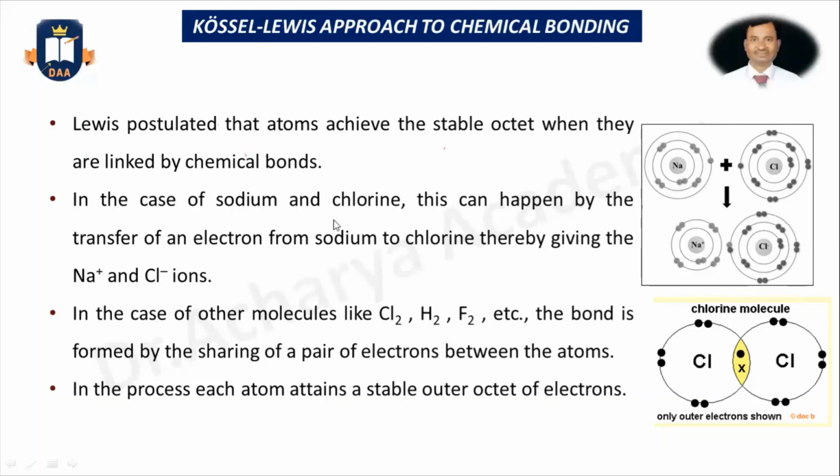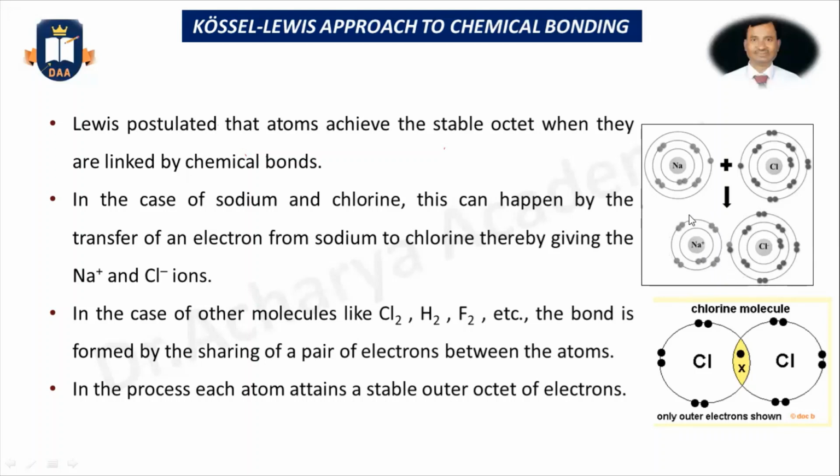For example, sodium and chlorine. For sodium, you know 1 electron is in the outer shell, and this electron will be transferred to chlorine, because chlorine has 1, 2, 3, 4, 5, 6, 7, these 7 electrons in its outer shell. So this electron from sodium will be transferred to the outer shell of the chlorine atom to form this compound.